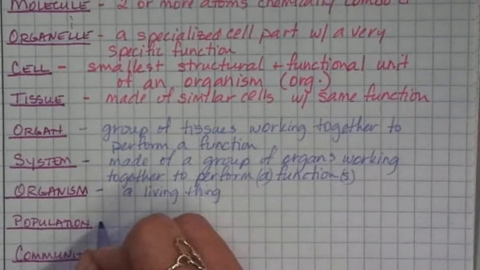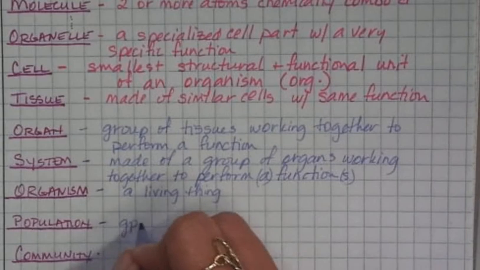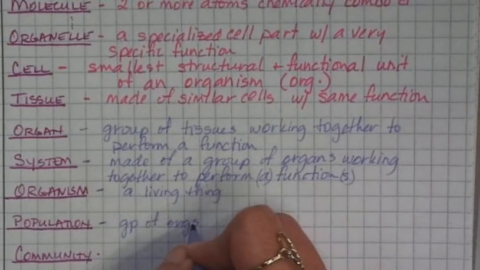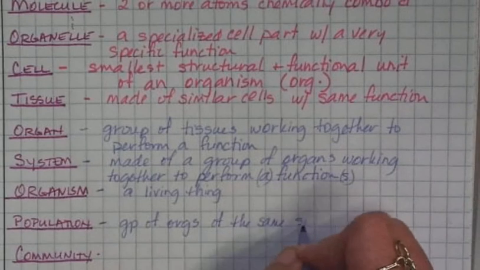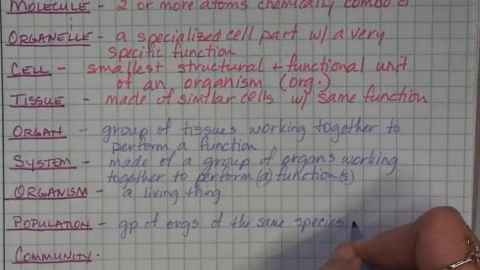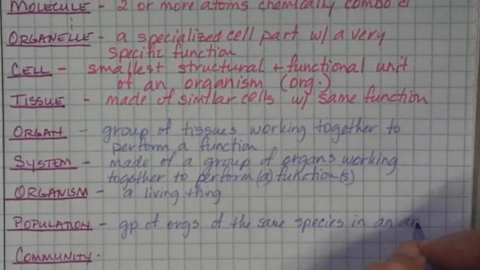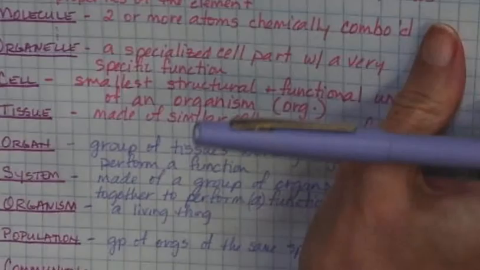Finally, we go beyond the organism, and we talk about a population. And a population is a group of organisms, there it is, orgs, of the same species in a specific area or in one area. So we can talk about all the population of humans in Borger. That's a population. We could talk about the population of dogs in Borger. We could talk about the population of fiddleback spiders in Borger. It's all one species. They can mate and have offspring and go from there.